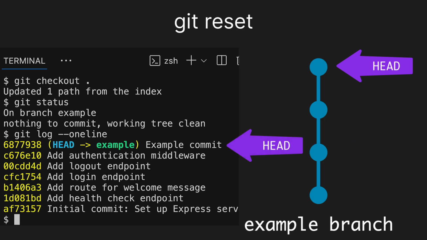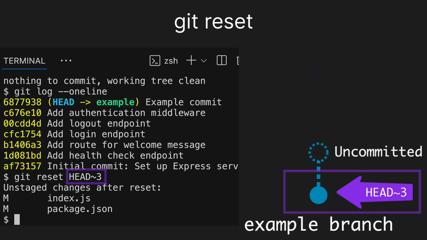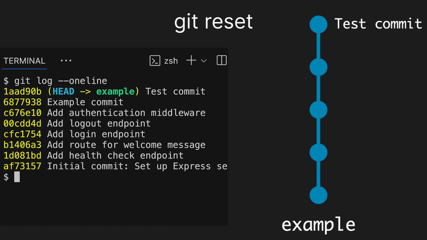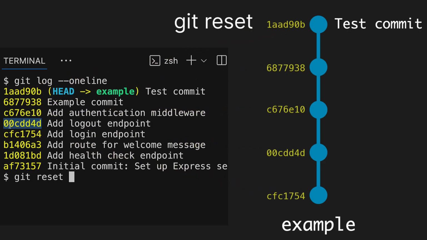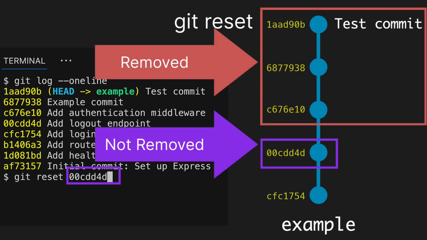You can also delete multiple commits this way. For example, this command will remove your last three commits. Note that the commit you're referencing in the command does not get deleted, only the ones that were created after it. Alternatively, we could also have used the commit hash. Again, the commit itself will not be removed, only the ones that come after it.